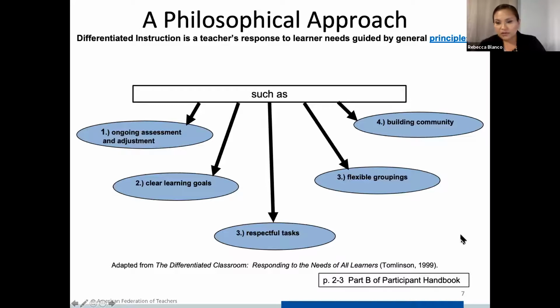Can anybody unmute and tell me, what do you see or what causes you to stop and think about these general principles of differentiated instruction? Is there anything that kind of stands out to you as you're looking at them?